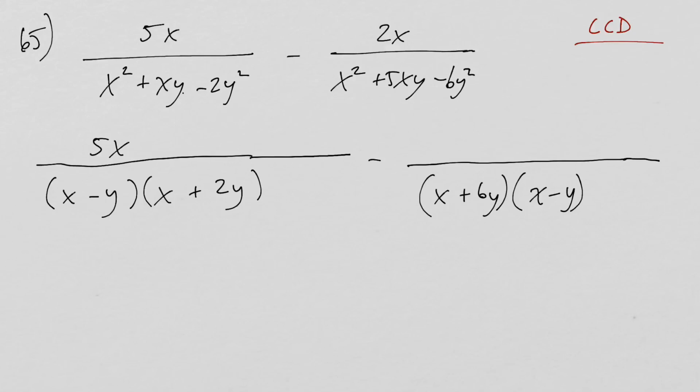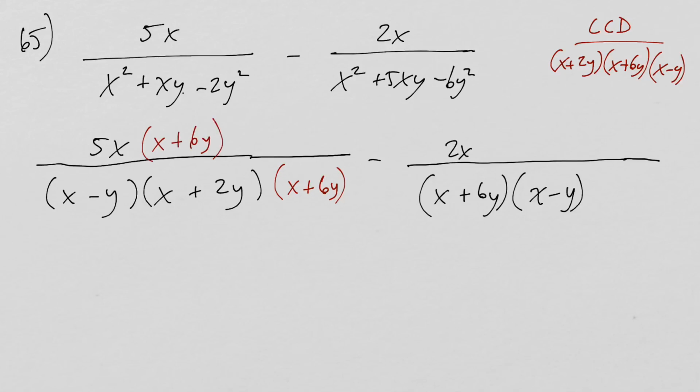Okay. And we have a 2x down here. I want to make sure that works before I move on. Plus 5x. Yeah. Okay. So my LCD is all of this stuff. It's x plus 2y times x plus 6y times x minus y. All right. So this bottom left one, I'm missing the x plus 6y. So that's what I need to multiply by in the top and bottom.